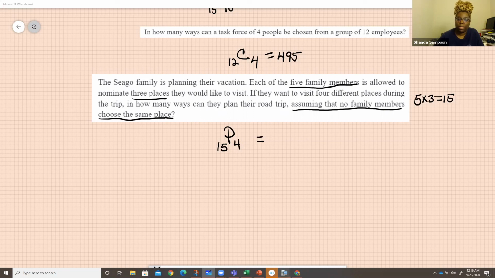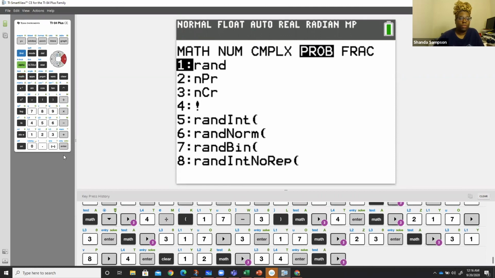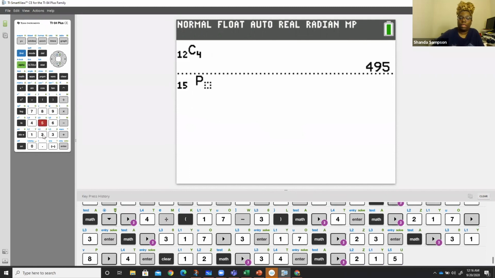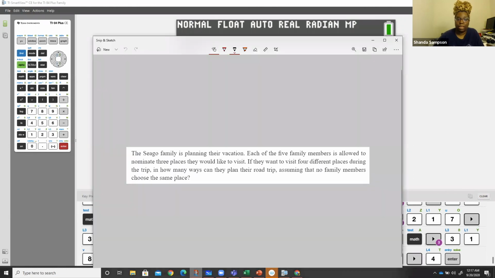Let's go to my calculator. So again, 15 things taken 4 at a time. Permutation. This time I'm going to do it using the 84 way. If you have an 83, don't forget to hit the 15 first. 15 things taken 4 at a time. And there we go. Our answer is 32,760 ways that they can get in order the places that they're going to be going.